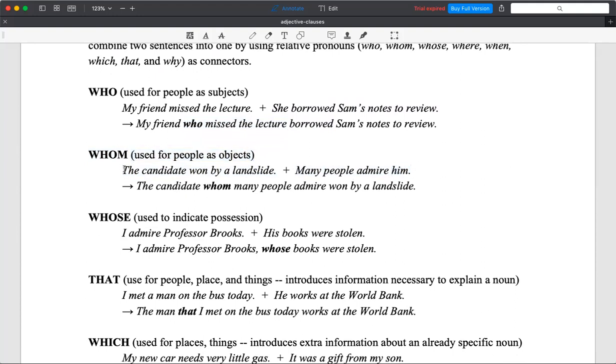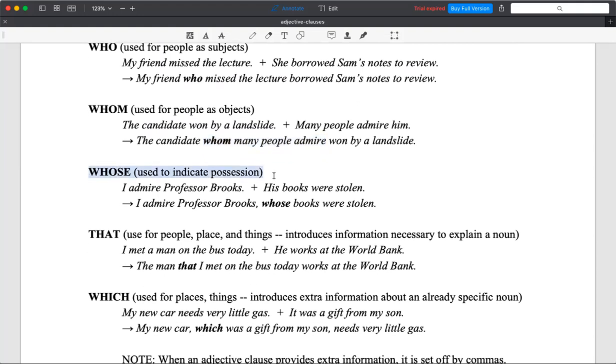I have my first sentence. Because I'm describing the candidate, who won by a landslide, many people admire him. So my sentence would be, the candidate, whom many people admire, won by a landslide. So whom many people admire is specifically an adjective clause. It is exactly the same second sentence, but I place whom because it is the object case. Usually, we put the adjective clause or phrase right after the noun that we describe. Sometimes we put it at the beginning of a sentence before the noun for stronger meaning, which we're going to discuss later on today.